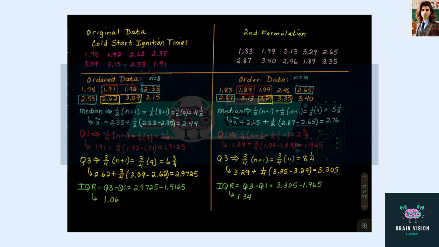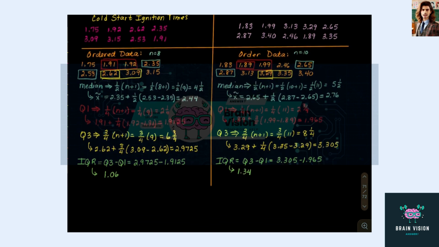So now we're going to look for outliers. We want outliers on the low end.